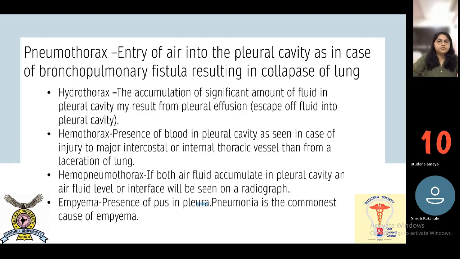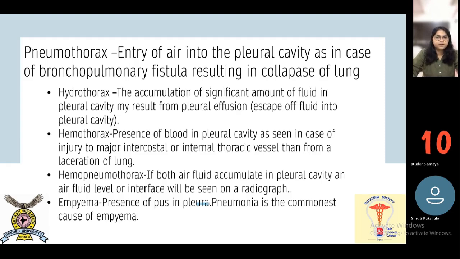Hemothorax is the presence of blood in the pleural cavity, as seen in case of injury to a major intercostal or internal thoracic vessel rather than from a laceration of the lung. So hemothorax is basically presence of blood in the pleural cavity. Hemopneumothorax: if air and fluid both accumulate in the pleural cavity along with blood, the air-fluid level or the air-fluid interface will be seen on radiograph. So it is a diagnostic sign of hemopneumothorax.